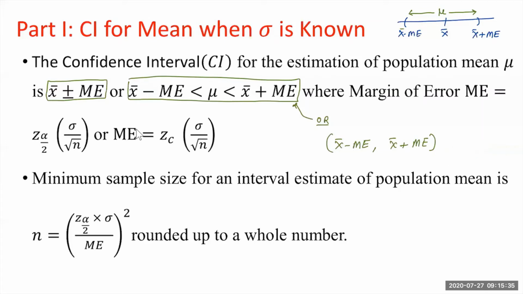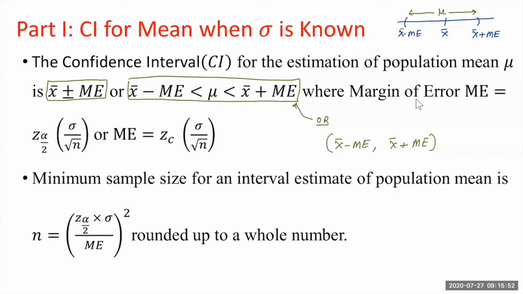Now, you know what this is? The point estimate is the mean. That is easy to calculate. But what is the margin of error? This is something that we need to know. How do we calculate the margin of error?